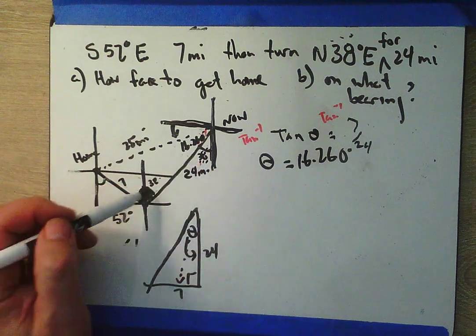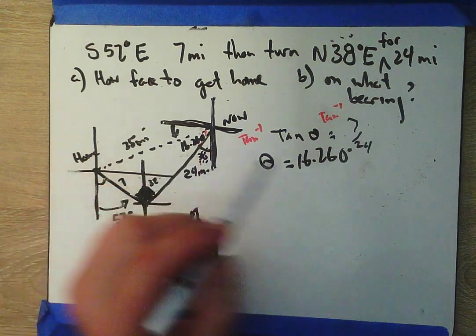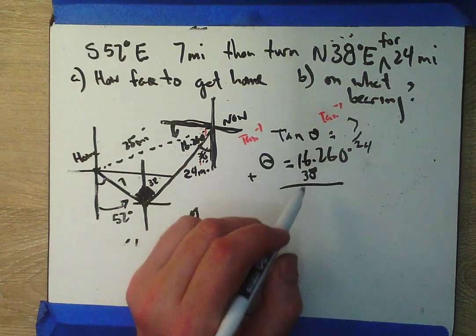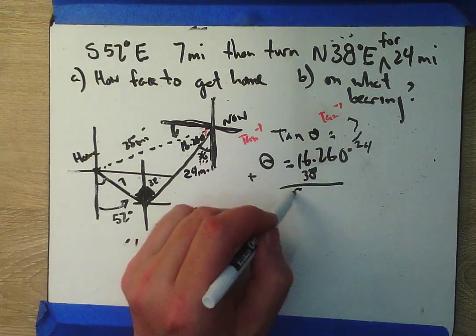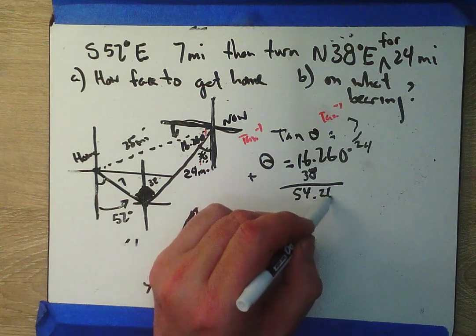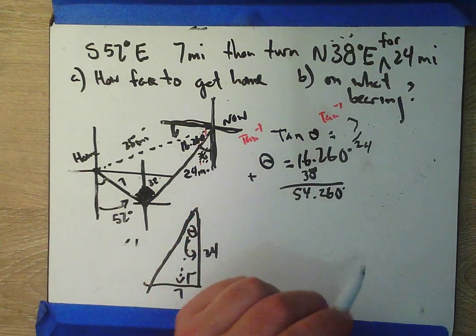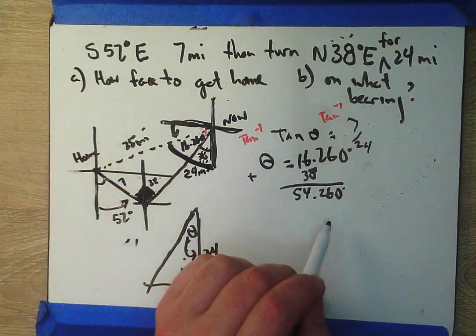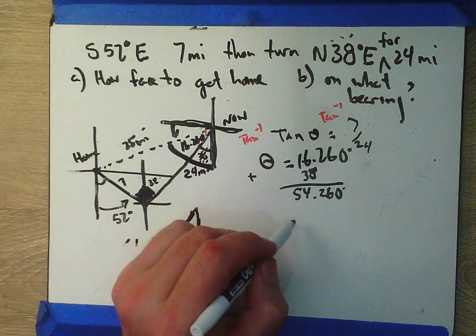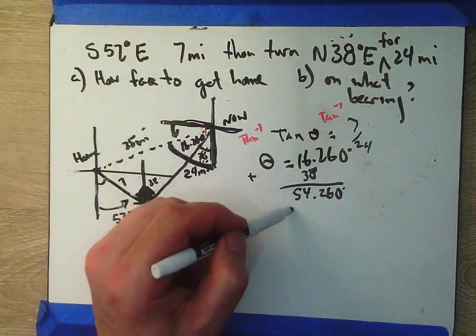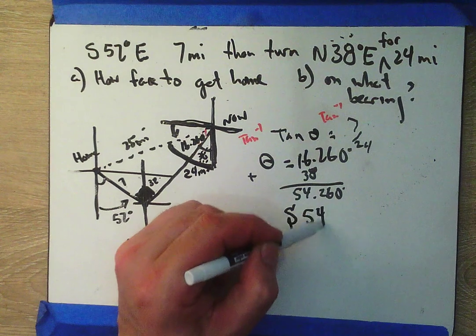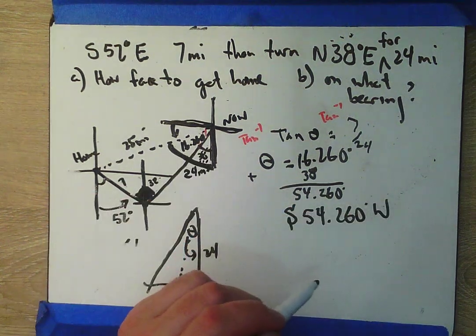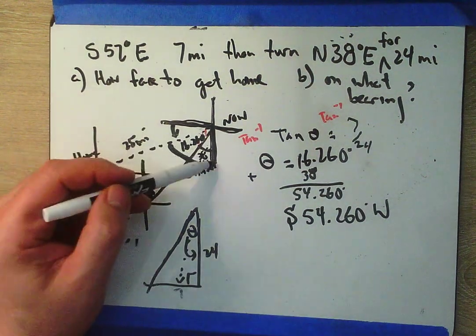And this angle came from our second bearing, 38 degrees. So if I add 38 degrees, I'll end up with 54.260 degrees. So this whole angle is 54.26 degrees. That means I want to head south 54.260 degrees west.